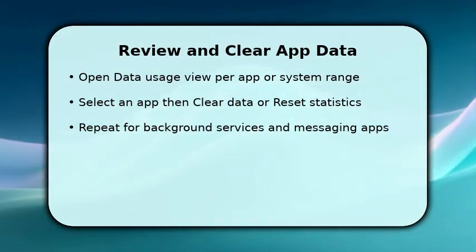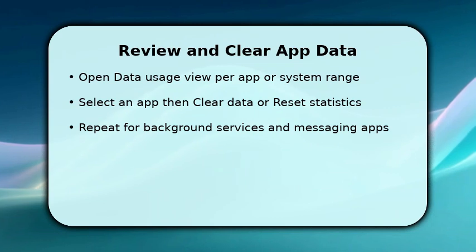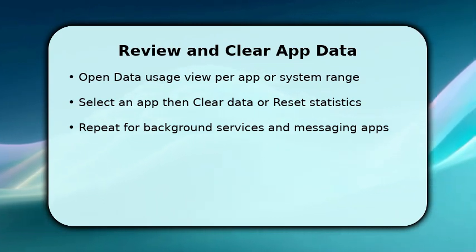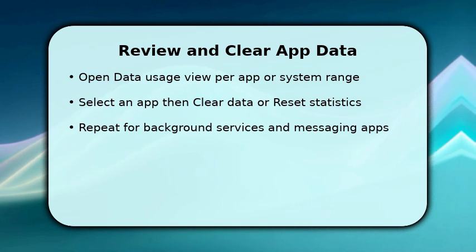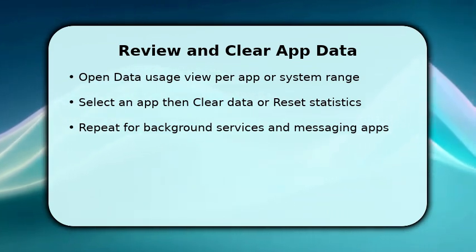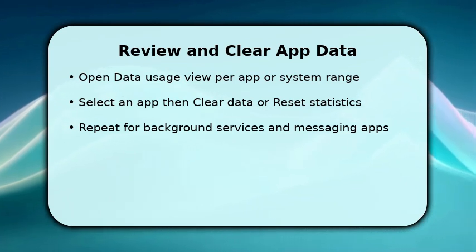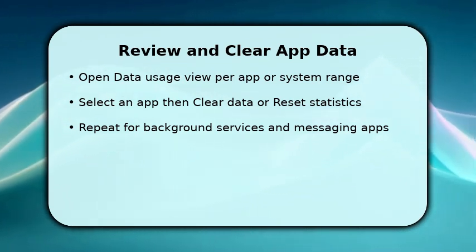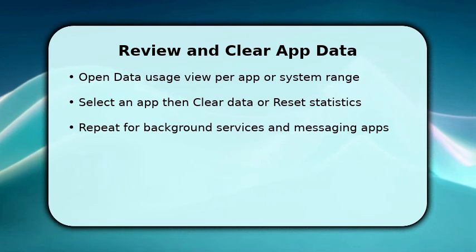Next, you focus on app-level history to remove detailed records. Tap an app and data usage to see sent and received bytes, choose clear data, or reset statistics to wipe its counters. If you use a system option to reset network stats, it clears aggregate counters across apps. Use that for a clean slate.